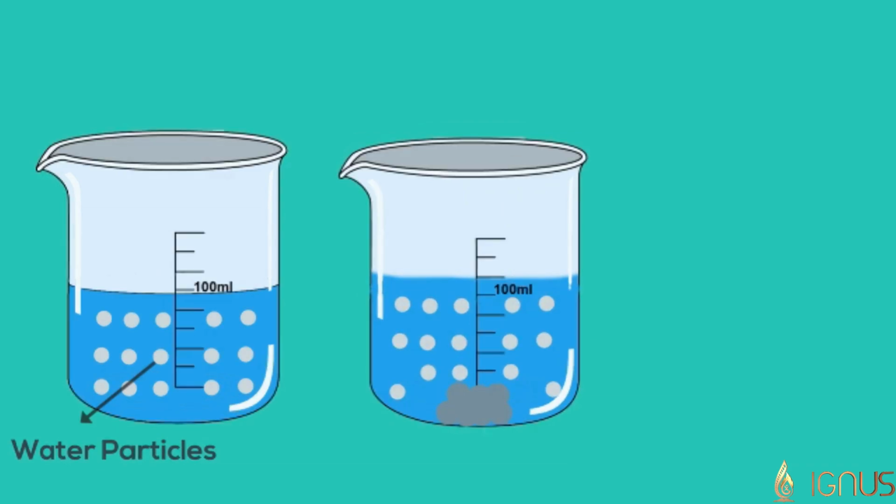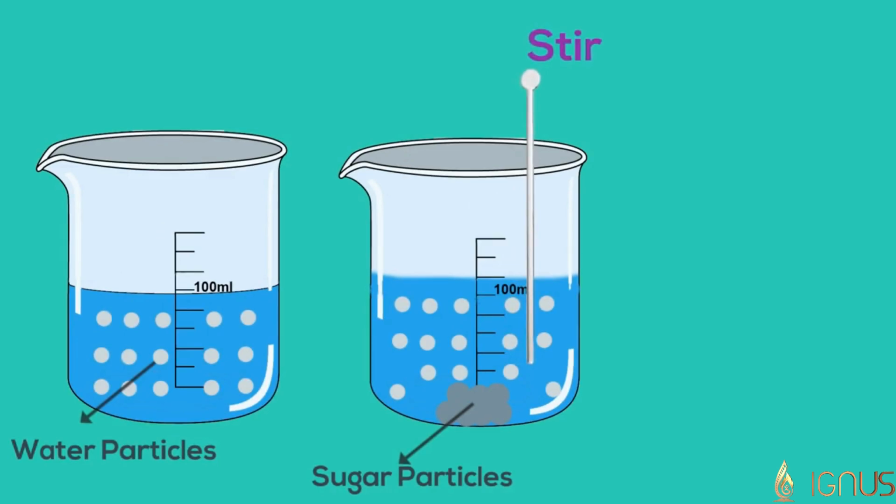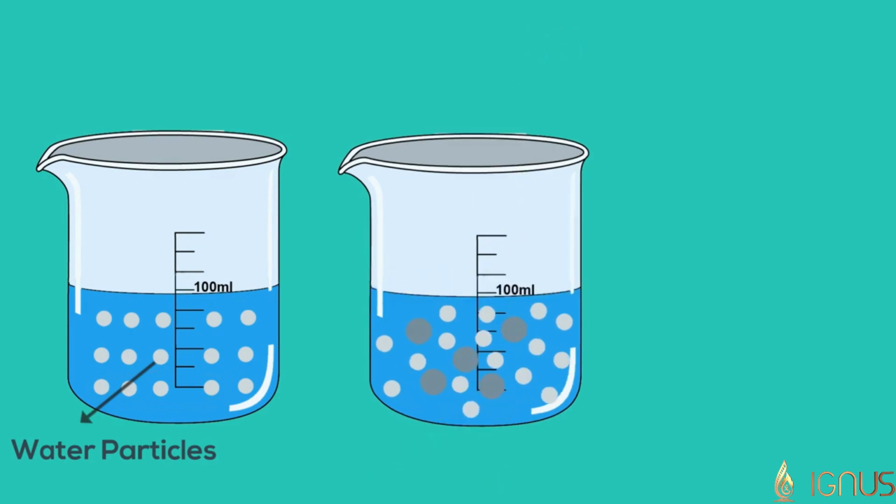When you add sugar, its particles will settle down separately. So, there will be an increase in the level of water. But once you stir, the sugar particles settle in between the gaps of water particles. Since sugar particles go into the gaps, no extra space is required. So, the water level comes back to the original 100 ml.